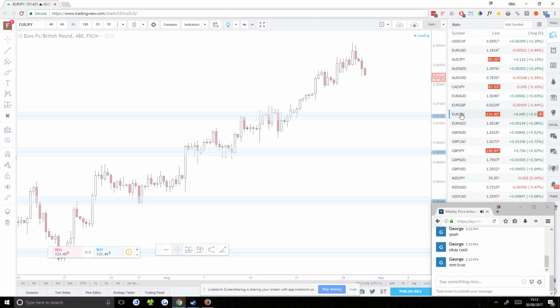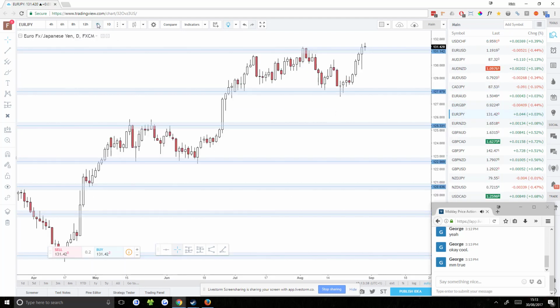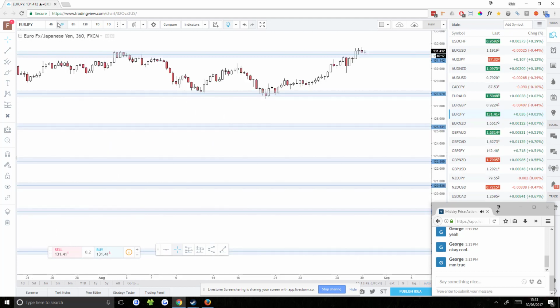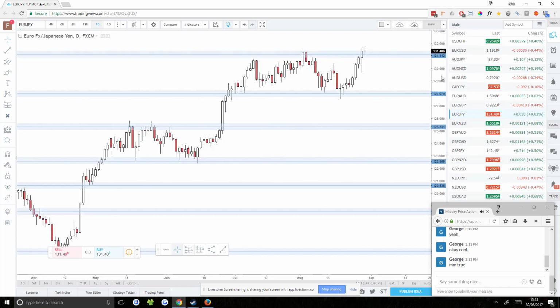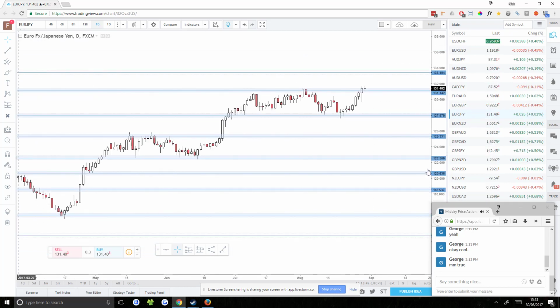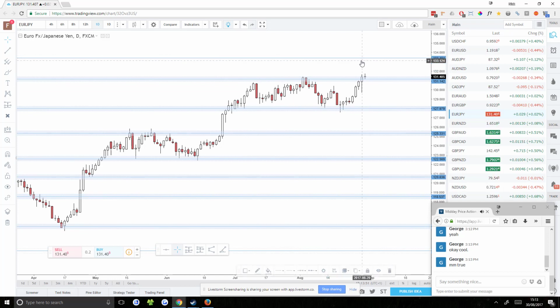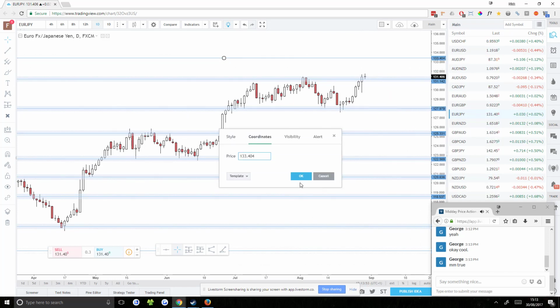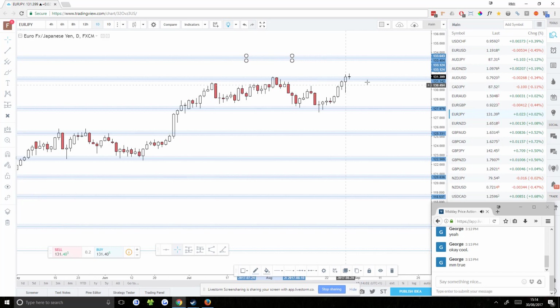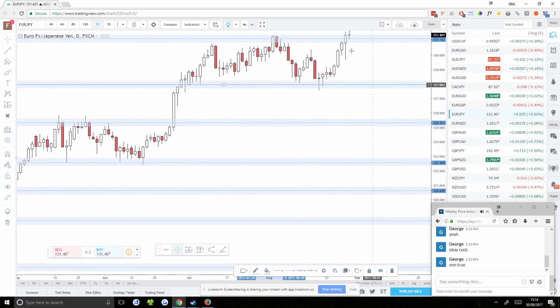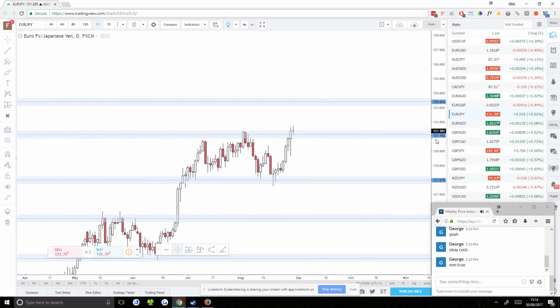All right, so we looked at EURJPY. Well, I'm just fixing this area up here. Okay, this looks quite interesting. Nice strong move up to resistance.